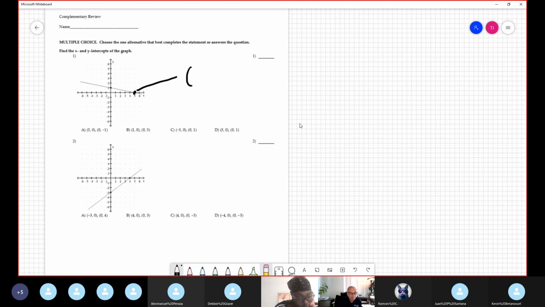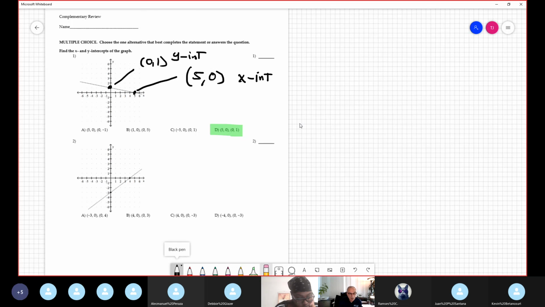That point is the point 5,0. This is the x-intercept. And this point is the y-intercept, the point 0,1. This is the y-intercept. If you want to select the option, which do you consider correct? A, no. B, no. D, no? Excellent. D.